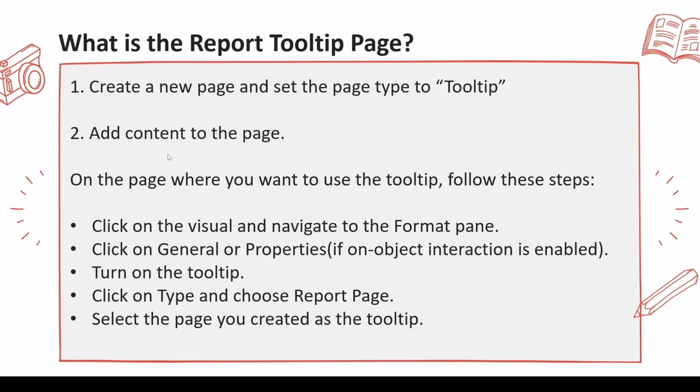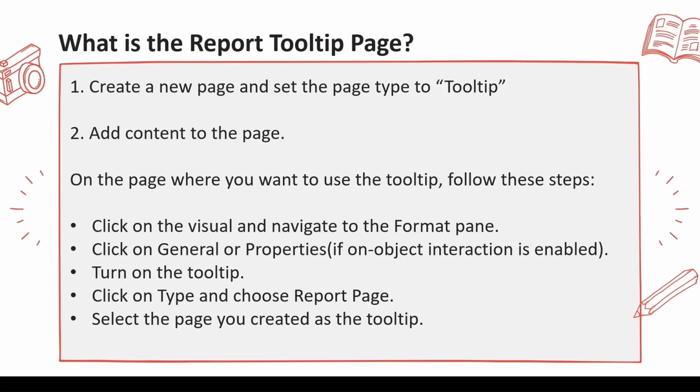Then add the content to the page. Now go back to the page and the visual where you wanted to show this as a tooltip page. Now in the visual, you have to go to the format pane, either general or the properties, depending on the version of Power BI you are using. You have to turn on the tooltip and there you have to choose the page which you have created as the tooltip page. So in this manner, you will be able to use a page on the tooltip of a visual. So let's try that out.